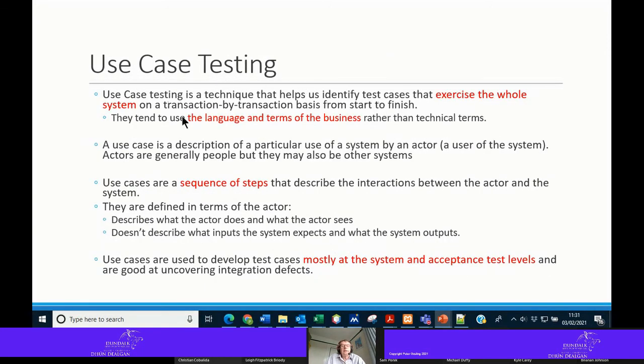And use case testing is a technique that helps us identify test cases that exercise the whole.